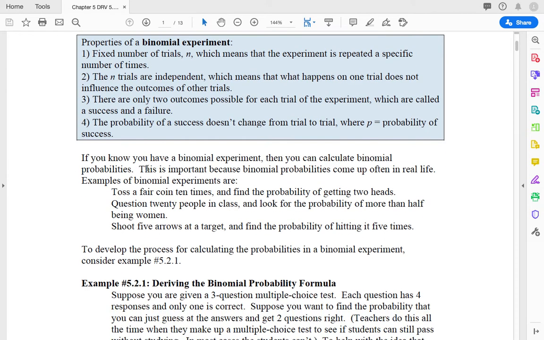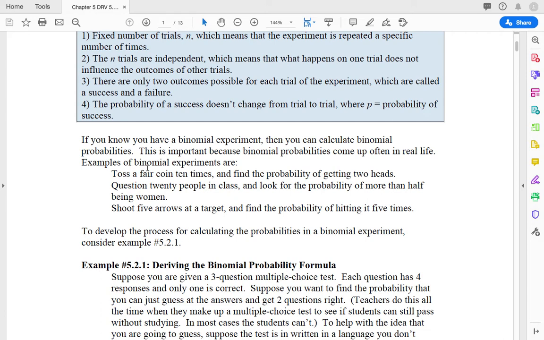Okay, so if we look at these two examples here, I said you could toss a coin, in this case, 10 times and find the probability of getting two heads. Okay, well, that's a probability experiment based on binomial, because when you flip a coin, you've got the fixed number of trials is 10. Coin tosses are independent of each other. It's always 50-50, so the probability of a success does not change, and there's always two outcomes.